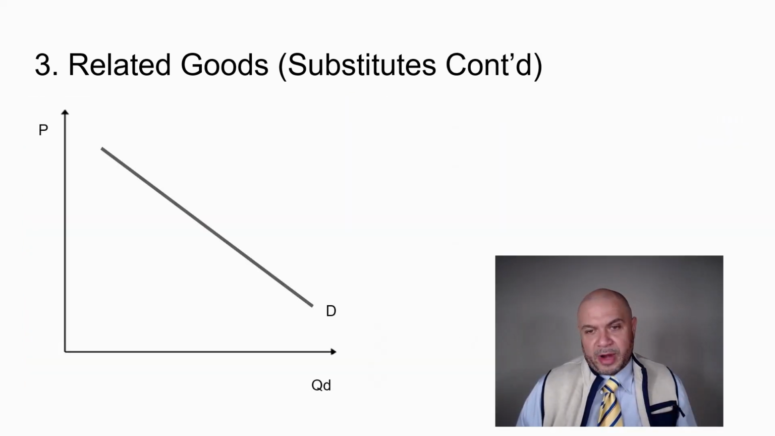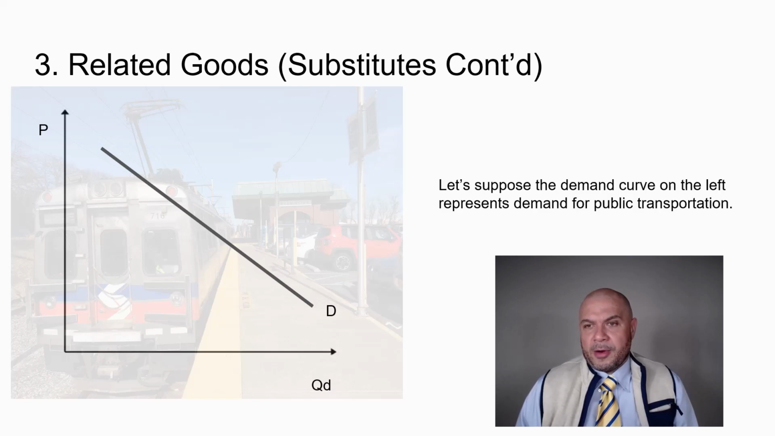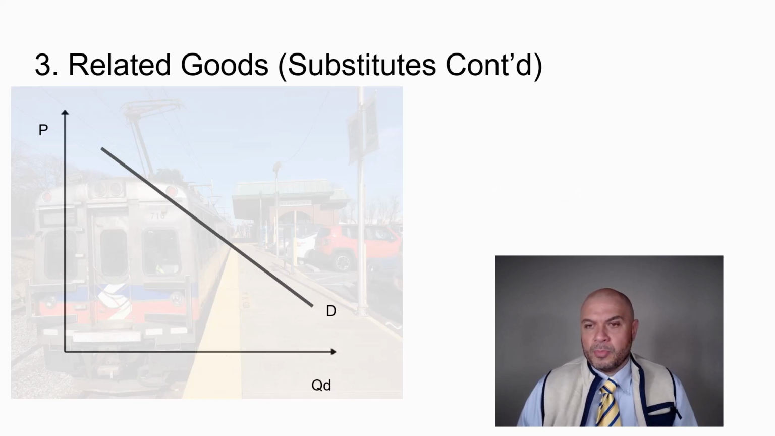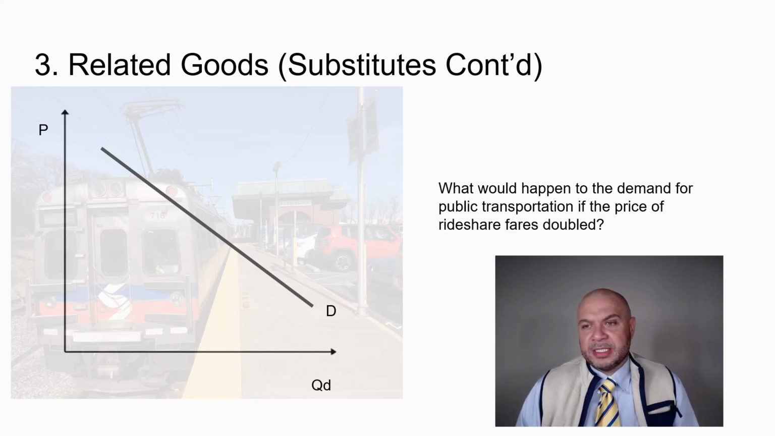All right, so once again, price, quantity demanded in the proper area. It's a demand curve because it slopes downward, and plus it has the letter D representing the curve. So we're ready to go. Let's look at our scenario. All right, so let's suppose the demand curve on the left represents the demand for public transportation. So the demand curve is for public transportation. What would happen to the demand for public transportation if the price of rideshare fares doubled?